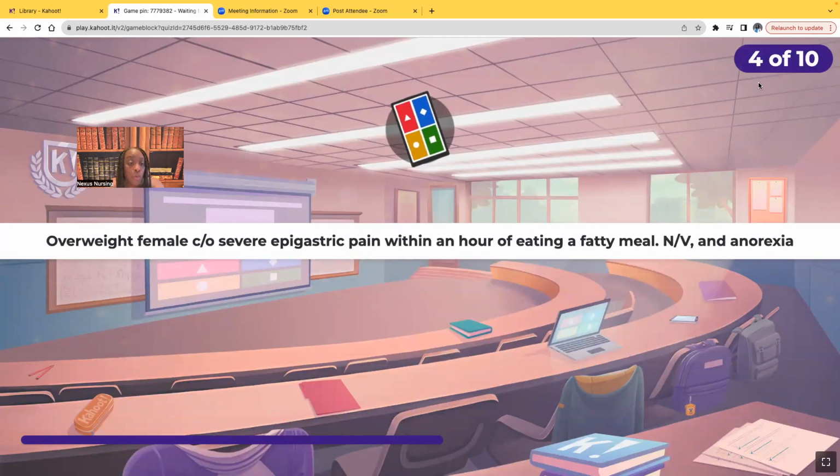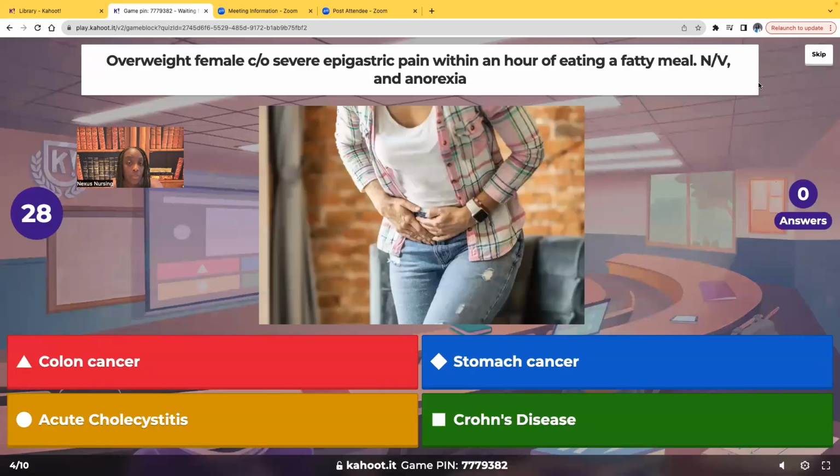Okay, you have an overweight female that presents with severe epigastric pain within an hour of eating a fatty meal. They're experiencing nausea, vomiting, and anorexia. What would you suspect the patient to be diagnosed with? Or what would you diagnose that patient with? What would be your differential diagnosis? Would it be colon cancer, stomach cancer, acute cholecystitis, or Crohn's disease?